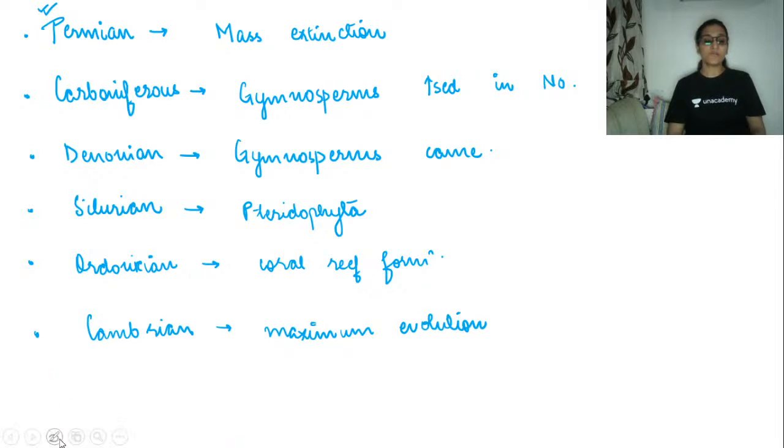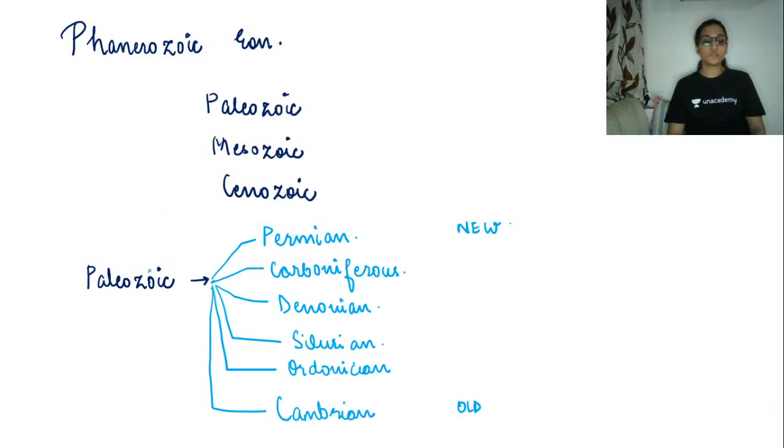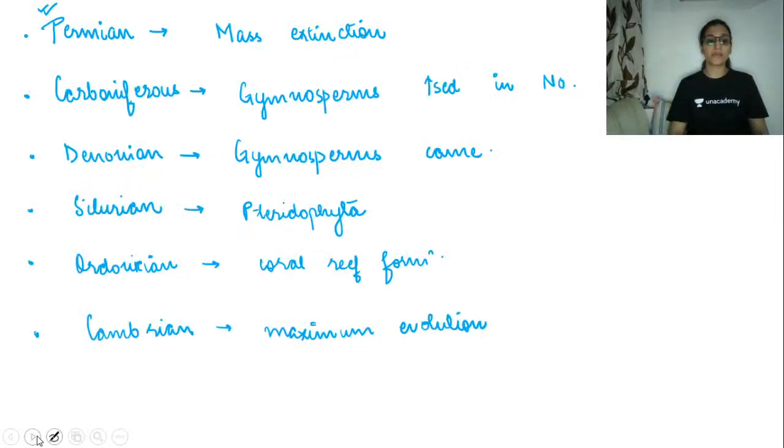So this we talked about Phanerozoic eon, and in that also we talked about the Paleozoic era. Now let us talk about the second era, that is the Mesozoic era.